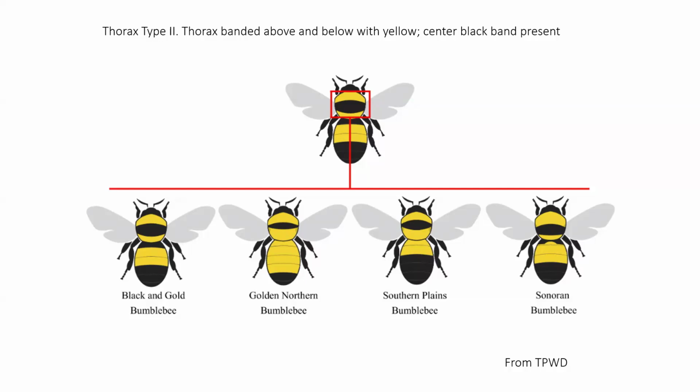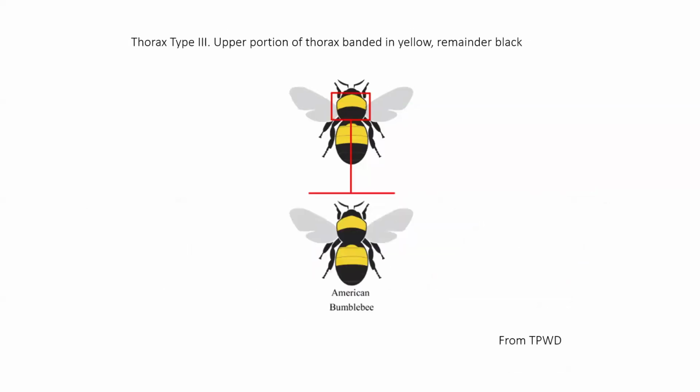It can be confusing if you are looking at a Sonoran or a black and gold bumblebee sometimes, because they look very, very similar. But again, if you get a good picture or you actually are taking samples, you should be able to tell them apart. And then the other one that we have is our half and half thorax. The top half of the thorax is going to be yellow. The bottom half of the thorax is going to be black. And that is going to be our American bumblebee.